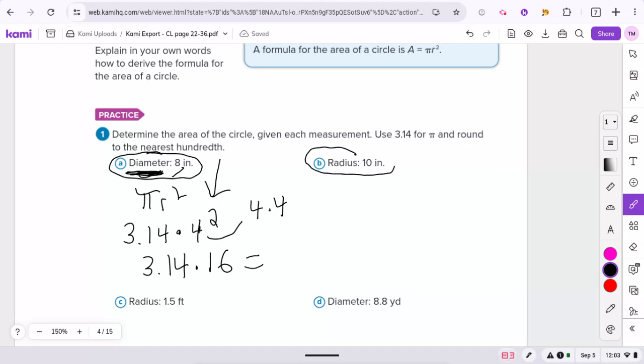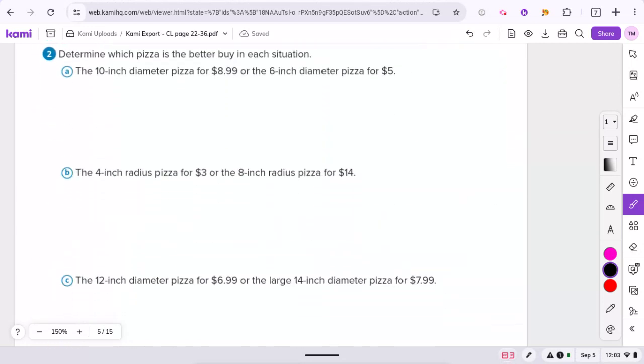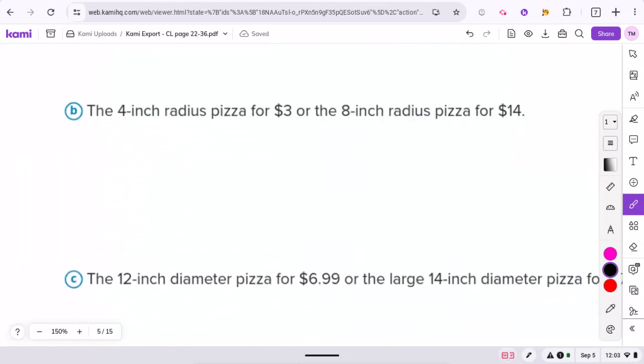Similarly here with the radius given, but for this one, you don't need to put the diameter in half like you did over here. This one, it gives you the radius. So you would do 3.14 times 10 squared. So if it already gives you the radius, there's no need to do half of it. And then finally, the ones with the different sizes.